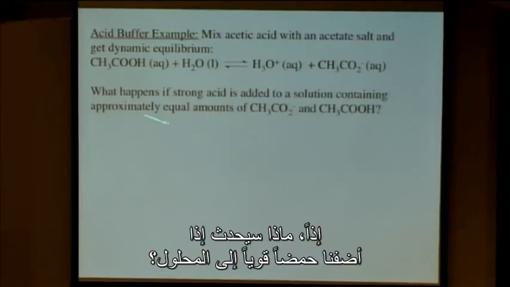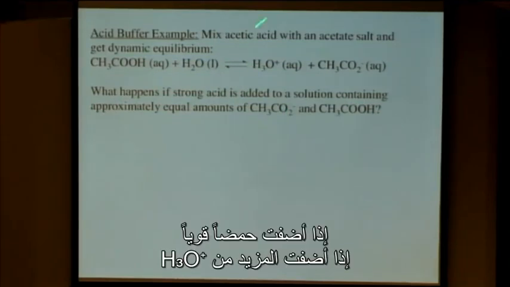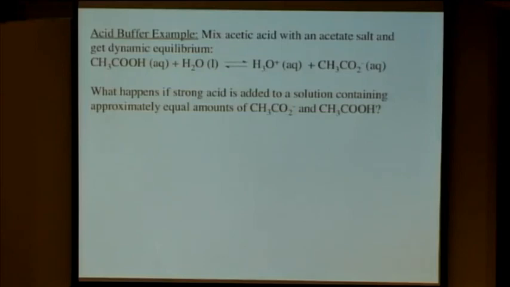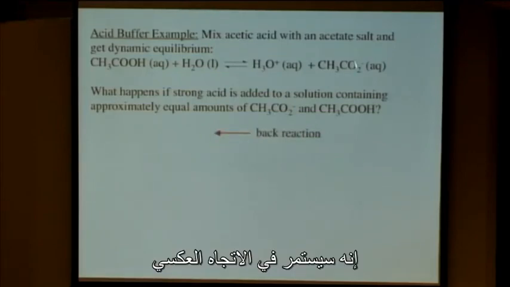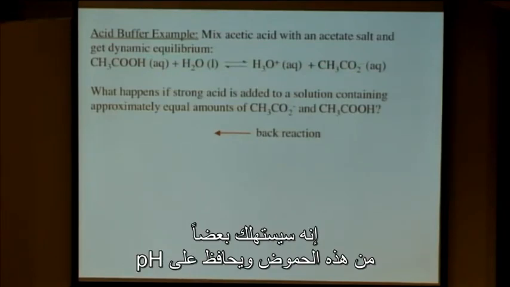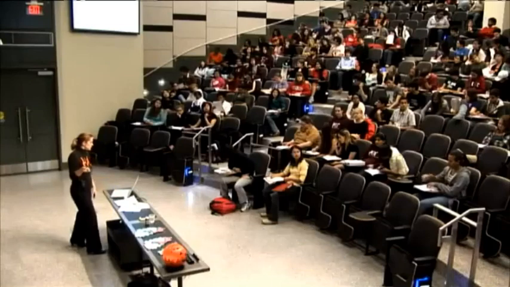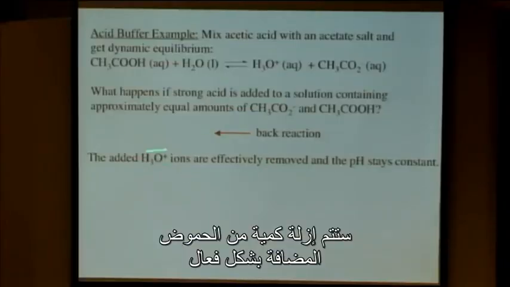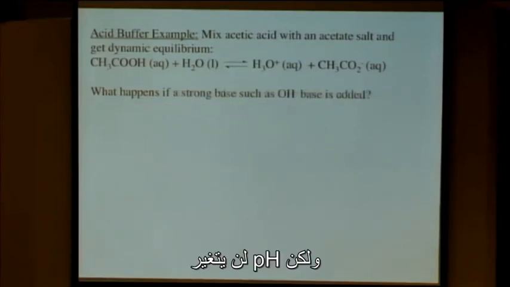So what's going to happen if you add a strong acid to this solution? If you add more H3O+, what direction will the reaction shift? So you'll get this back reaction. It'll try to minimize that stress and move the other way. And it'll use up some of that acid and maintain the pH. So the amount of acid added is effectively removed and the pH stays the same.